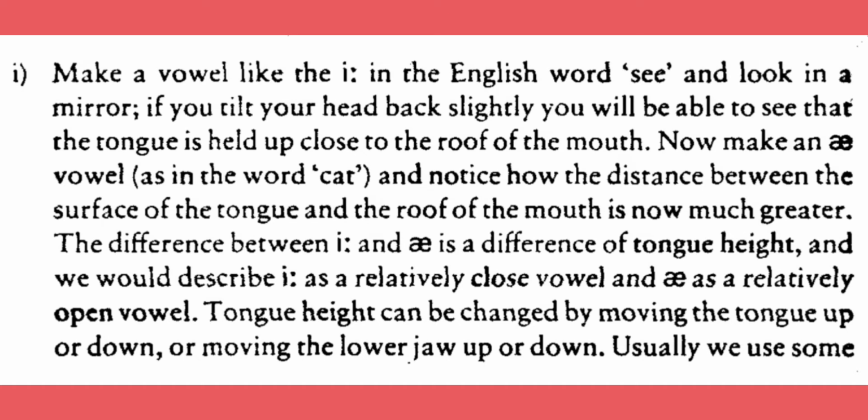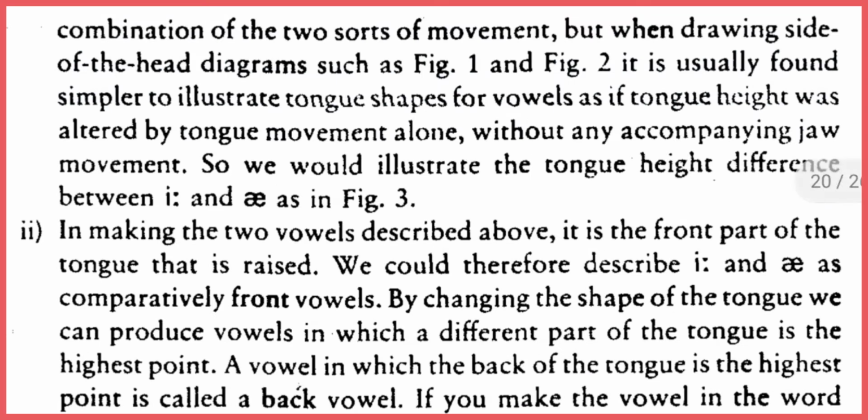Tongue height can be changed by moving the tongue up or down or moving the lower jaw up or down. Usually, we use some combination of the two sorts of movement. But when drawing side-of-the-head diagrams, such as figure 1 and figure 2, it is usually found simpler to illustrate tongue shape for vowels as if tongue height was altered by tongue movement alone, without any accompanying jaw movement. So we would illustrate the tongue height difference between ee and a as in figure 3.